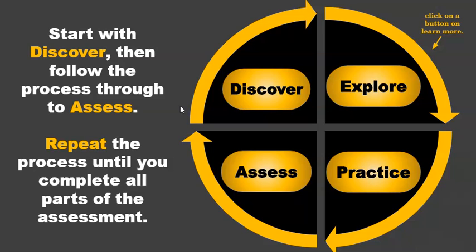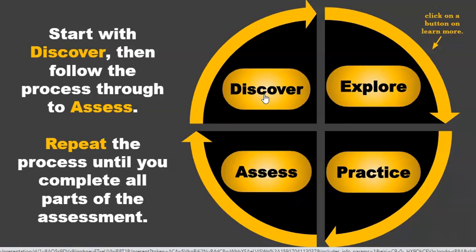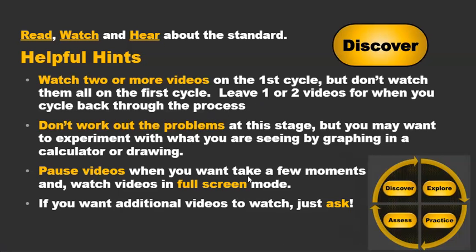Now on this wheel, you'll notice there are buttons to press, and it says to start with Discover. So I'm going to press this button to go to the screen for Discover. The first thing the kids are going to do is read, watch, and hear the standard that they're studying. They will have a selection of multiple videos, I think 5, maybe 6. But they are told not to watch all the videos on the first cycle, to leave at least 1 or 2 for when they cycle back through the process.